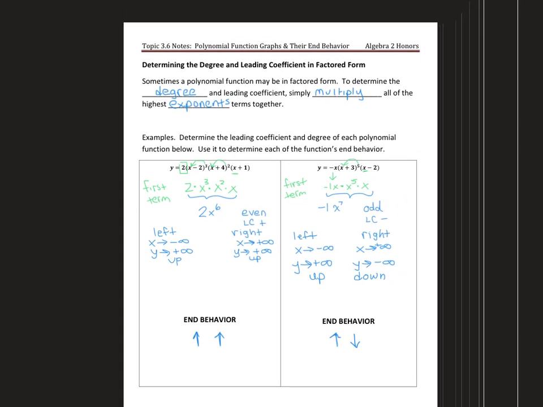All right, this is a quick little video to help you figure out what that first term looks like without doing all of that distribution. You can just look at those first terms in each of the factors and what their exponent is being raised to, and you can just simply multiply all of those terms together, and that's going to give you your first term in your polynomial.